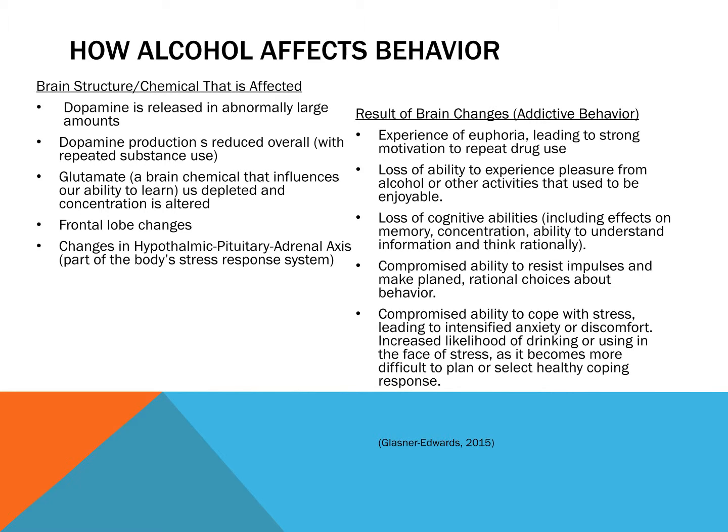So when we drink alcohol, dopamine is released in abnormally large amounts, where we experience euphoria, leading to a strong motivation to repeat the alcohol use. With repeated alcohol use, dopamine production is reduced, which leads to a loss of ability to experience pleasure from alcohol or other activities that used to be enjoyable. Glutamate, a brain chemical that influences our ability to learn, is depleted and concentration is altered. Loss of cognitive abilities, including effects on memory, concentration, ability to understand information, and think rationally. Frontal lobe changes are also altered.